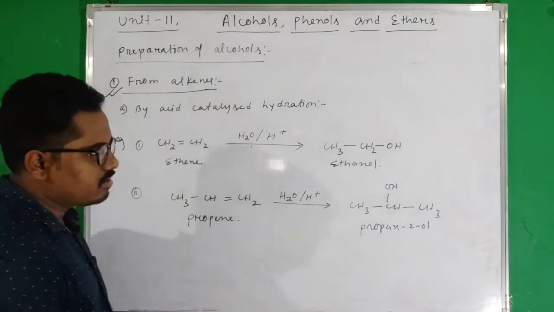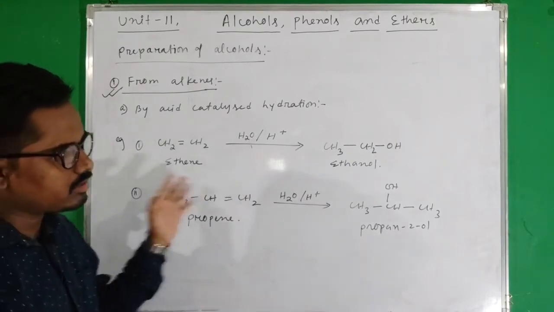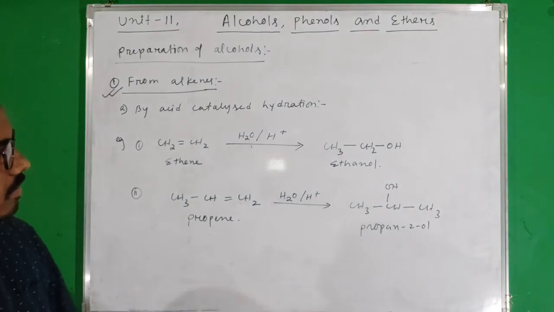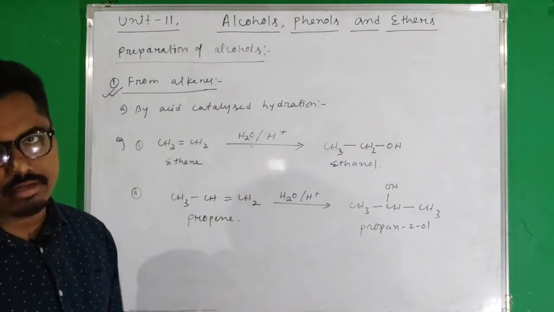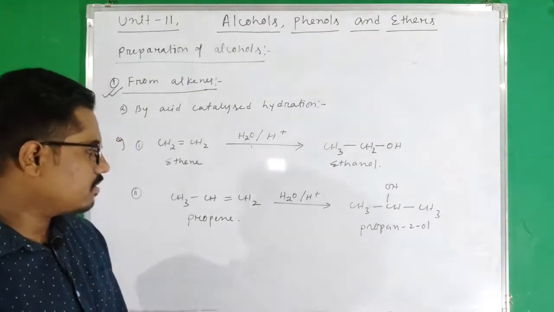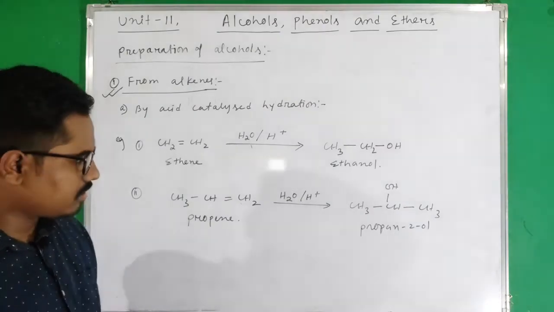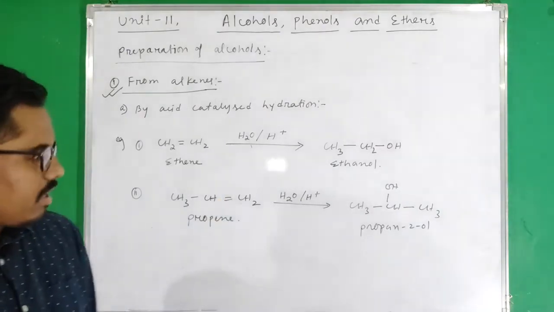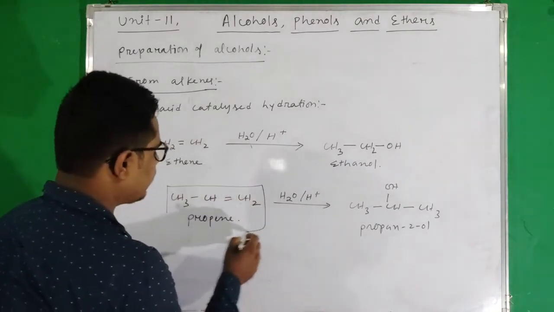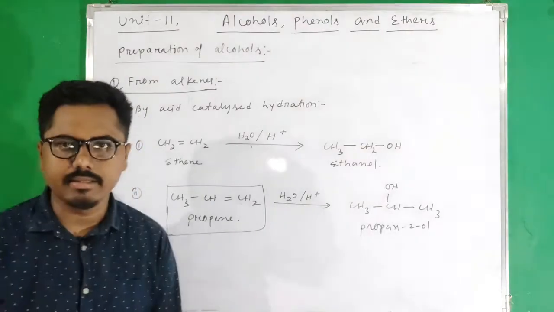Okay, so the first method is acid catalyzed hydration, and we have already studied it. Very easy. Just remember that water will break to form H positive and OH negative ions, and the H positive will attach to one carbon of the double bond, and the OH negative will attach to the other carbon of the double bond. But in case of unsymmetrical alkenes, Markovnikov's rule is obeyed.